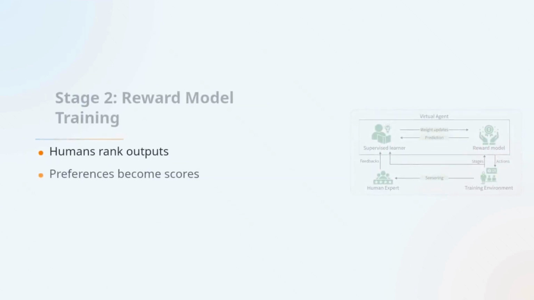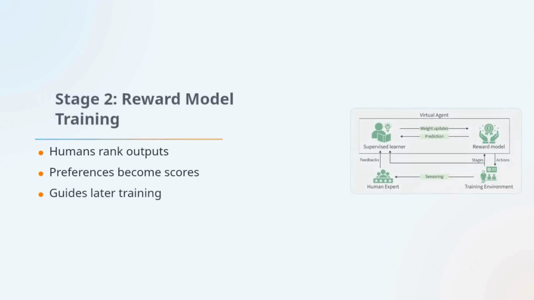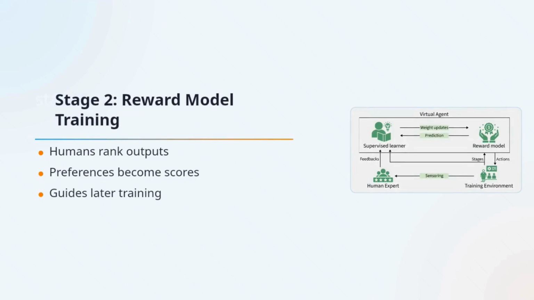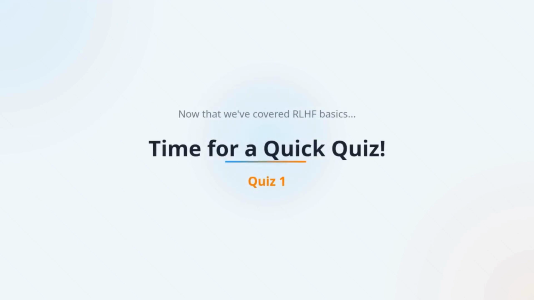In the second stage, the model generates multiple responses and human evaluators compare or rank them. These rankings capture subjective human preferences like which answer is more helpful, safer, or more factual. A reward model is then trained on this feedback. Its job is to assign a numeric reward score, so future training can use this score as a proxy for human judgment. Now that we've covered RLHF basics, let's test what we've learned so far.